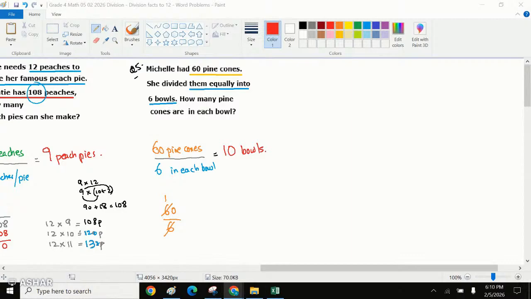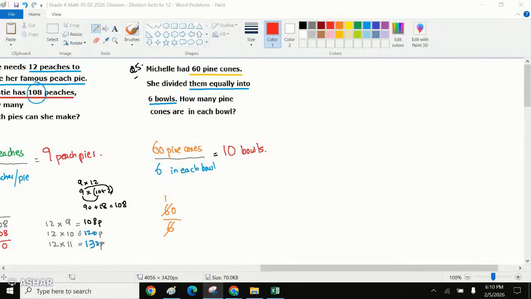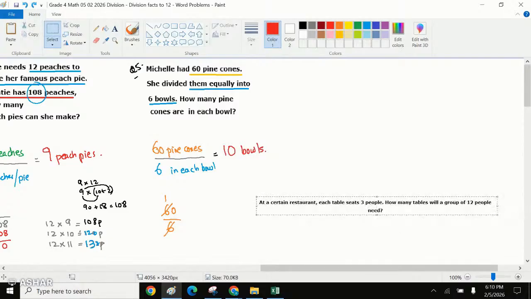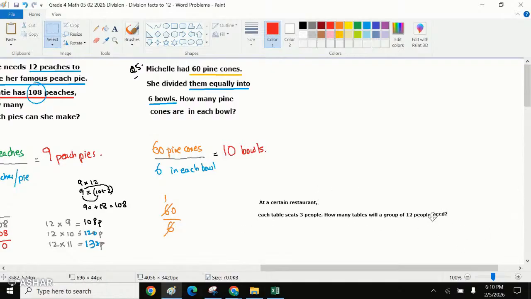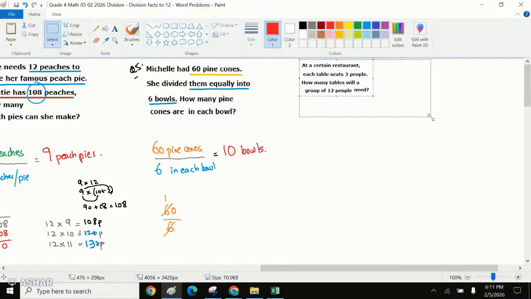Moving ahead, at a certain restaurant, they're telling us how many people can sit on each table. Just a moment, let me copy paste. Since it's taking a lot of space, I'm just realigning it. This was question number 6 given to us.